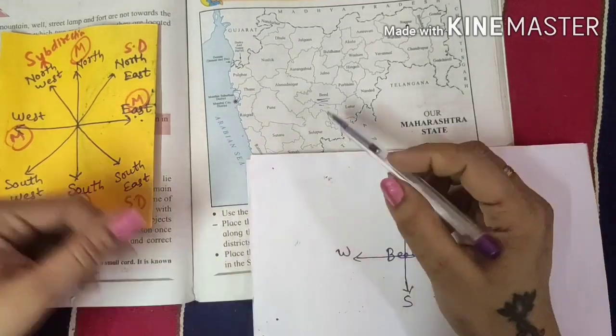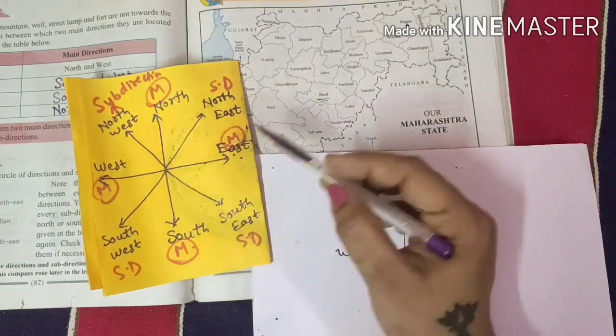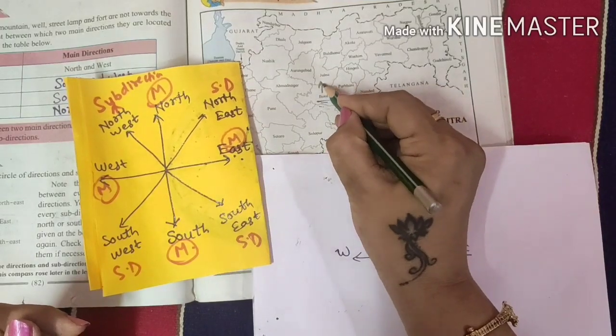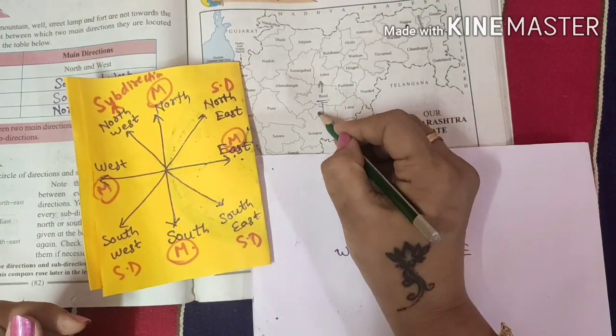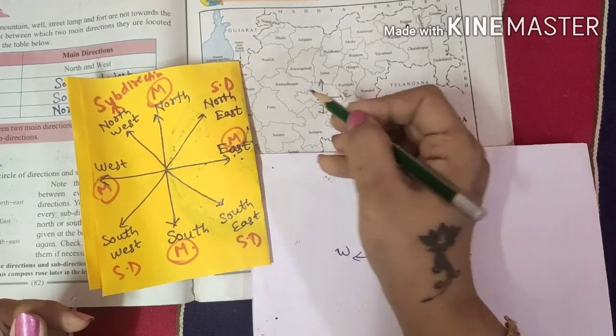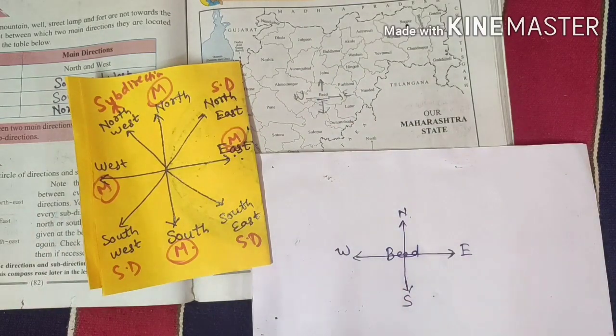So let's see. Now here is our Beed district. Now we will go, see, north direction. See, I will show with the pencil. This is the north, this is your south, then here comes your east, and here is your west. Okay, children, so clearly we can see which comes in this east, west and north direction.